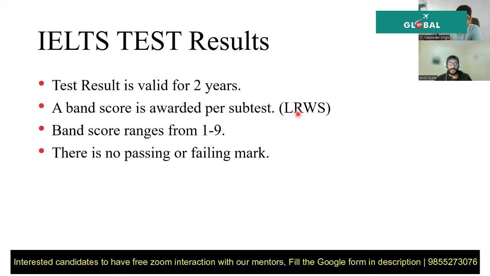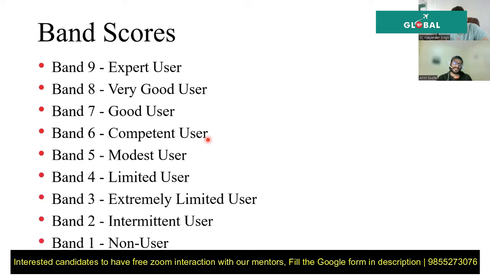And regarding band score, again, there is no passing or failing marks. You will just receive bands as per your English language abilities. So again, it can be 5, it can be 6. It totally depends on the student. So the next important thing is band score.